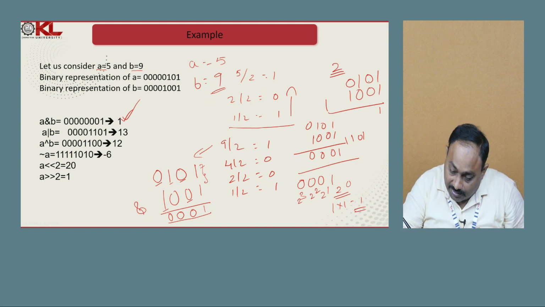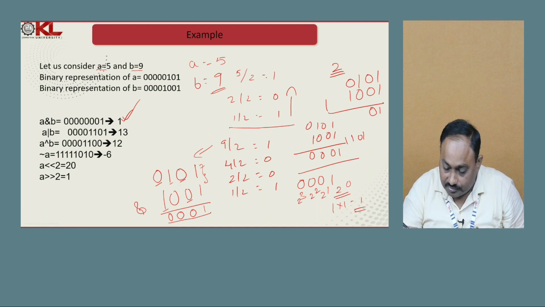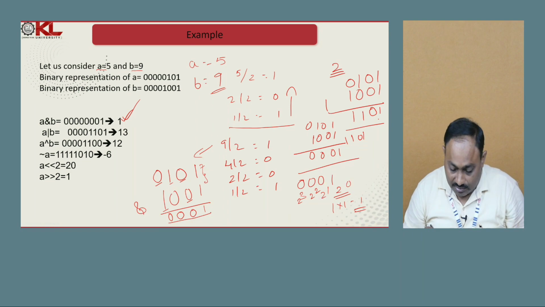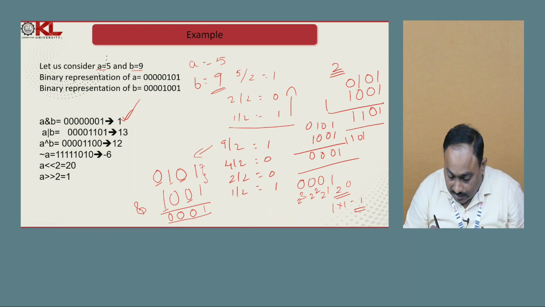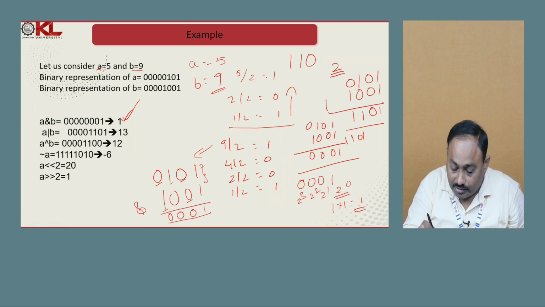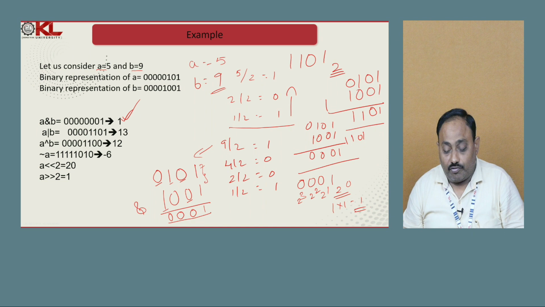And the second bit in the first number is 0, the second bit in the second number is 0, so the result is 0. Here the third bit in the first number is 1, the third bit in the second number is 0, so 1 OR 0 is 1. Again the fourth bit, the first number's fourth bit is 0, the second number's fourth bit is 1, 0 OR 1, again 1. Now it is 1101. This 1101 is the binary number of A bitwise OR B.